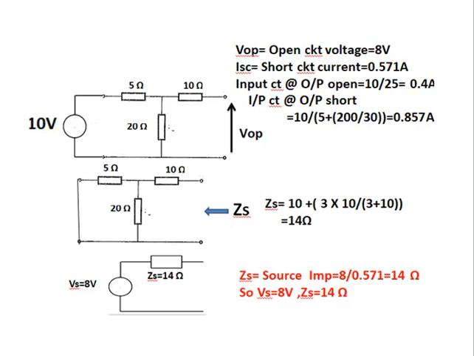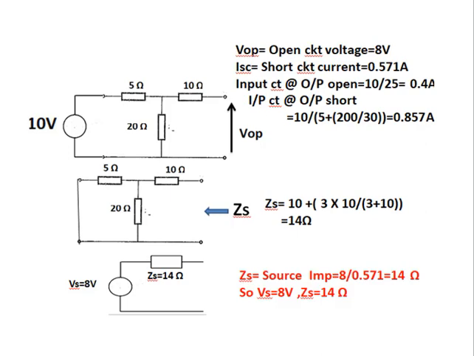The short circuit current is equal to 0.571 ampere. Input current at open output, that is open circuit, equals 10 by 25, equal to 0.4 ampere. Input current at short-circuited output equals 10 divided by 5 plus 20 by 30, equal to 0.857 ampere. Now, the source impedance.